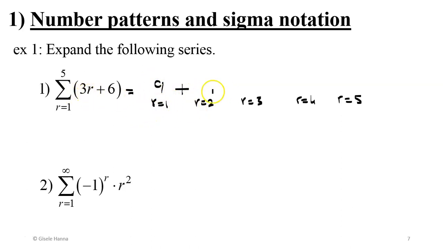For r equals 2, 6 plus 6, that's a 12. For r equals 3, that's a 9 plus 6, which is a 15. And then for r equals 4, I'm going to end up with 18. And for r equals 5, I'm going to end up with 21. So this is the first series expanded.